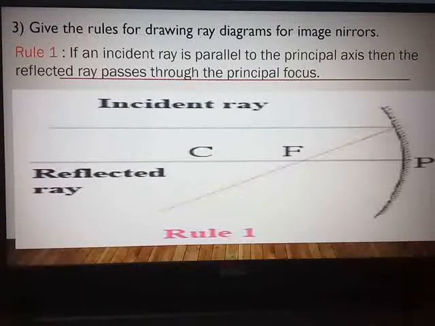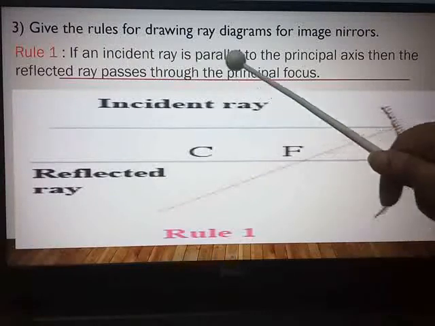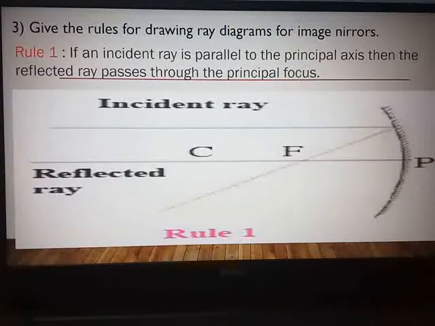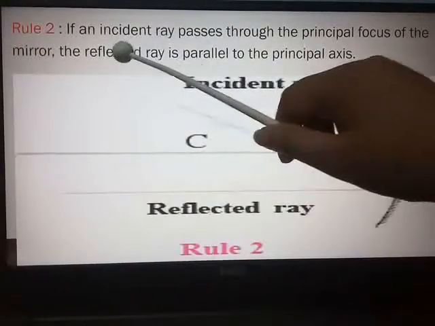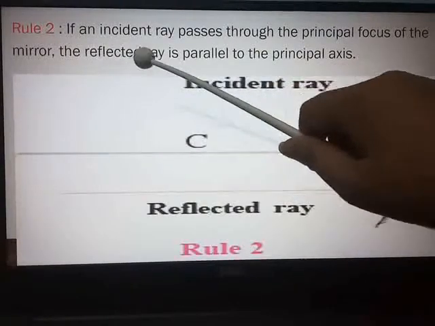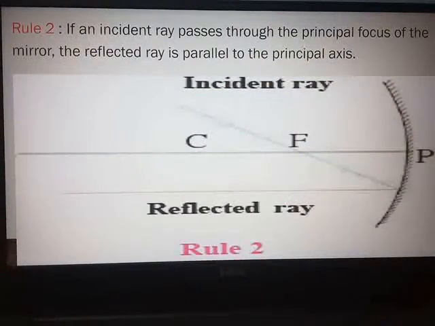So rule number 1, if an incident ray is parallel to the principal axis, then the reflected ray passes through the principal focus. Then diagram on page number 120, that is 11.9, first rule. Second, if an incident ray passes through the principal focus of the mirror, the reflected ray is parallel to the principal axis. Then page number 120, second rule and second rule's diagram.